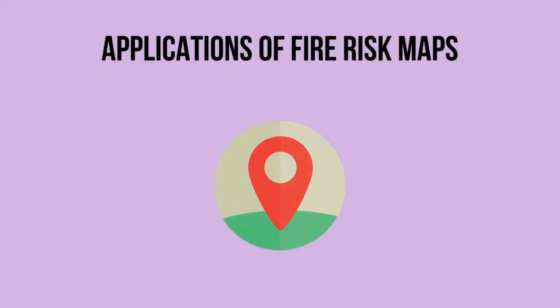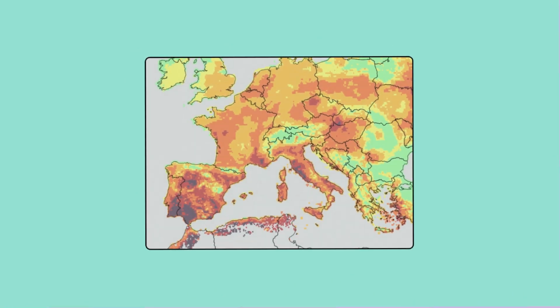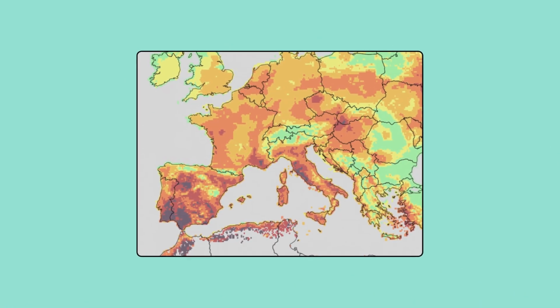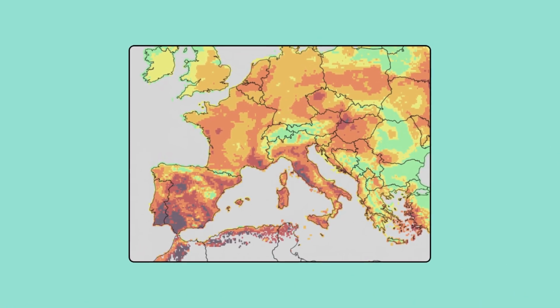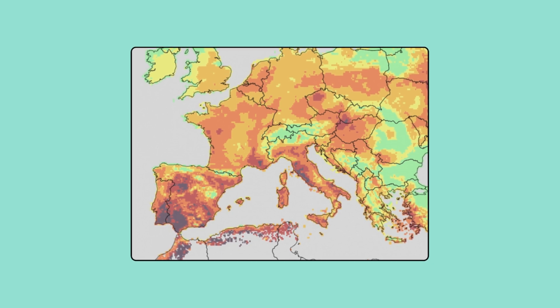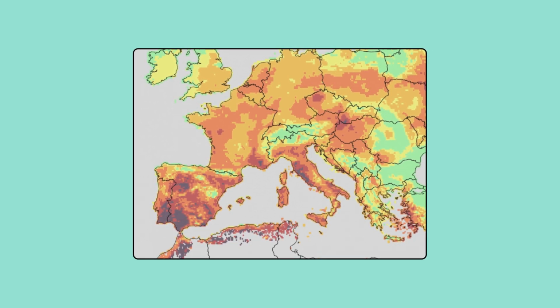Applications of fire risk maps. Fire risk maps are essential tools in forest management, especially in the context of wildfire prevention, preparedness, and response. They leverage spatial data analysis to predict potential fire outbreaks, helping to minimize risks and impacts. Here is how these maps are applied across different stages of wildfire management.